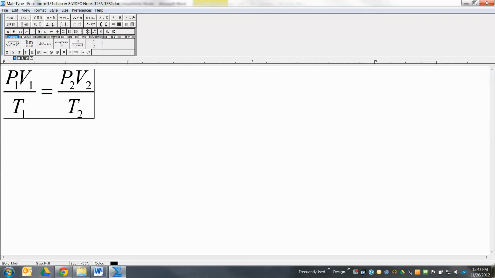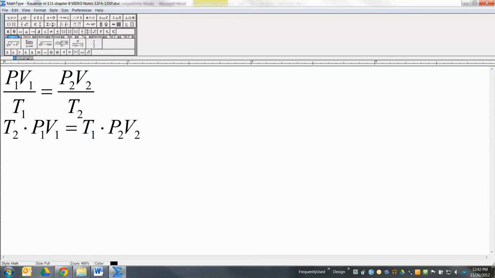This is one of the few cases where you can. So how's that going to look? It's going to say T2 times P1 V1 is equal to T1 times P2 V2. Okay? Now you're trying to get T1 by itself.